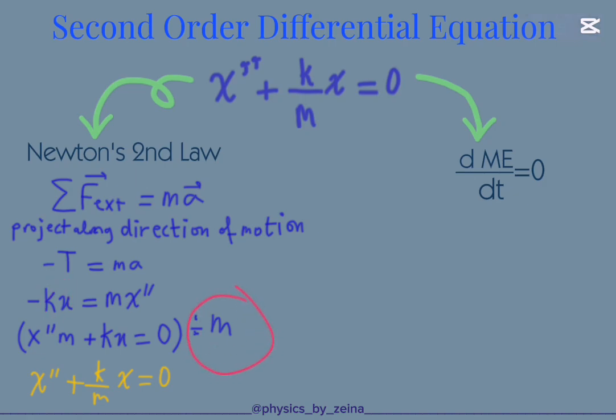We divide by m and we get an equation of second order, x double prime plus k over m x equals 0.